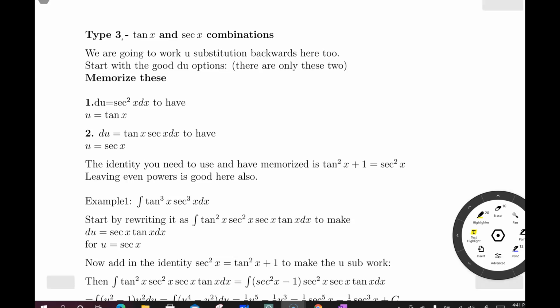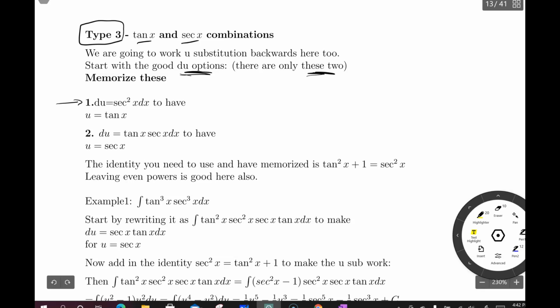So type 3 with these trig substitutions are going to be tan-secant combos, kind of like what I've been doing with the sine and cosine. Okay, these are a little more challenging as there are only two good options for your du because it has to do with the derivatives, right?